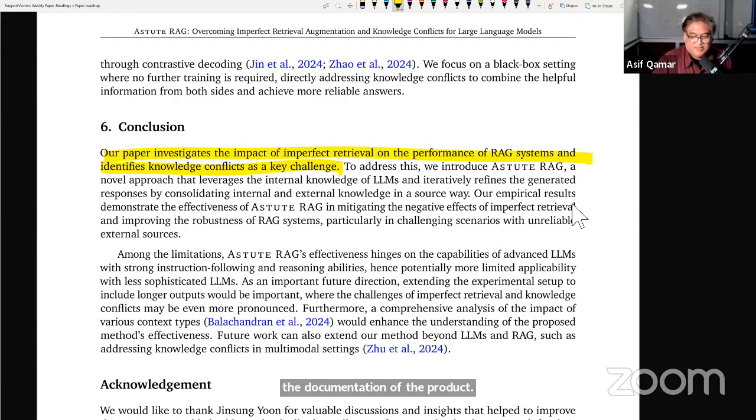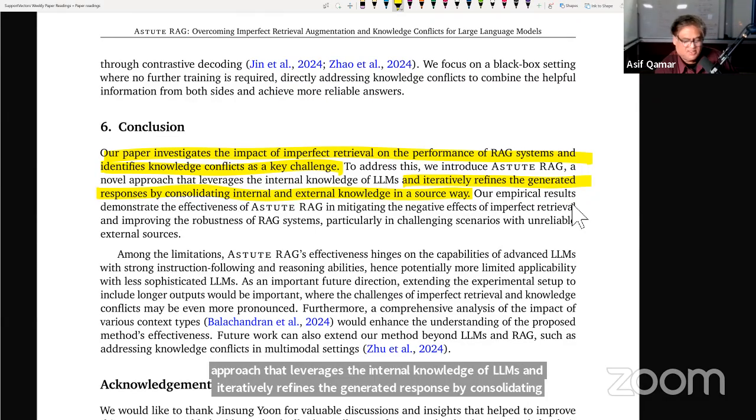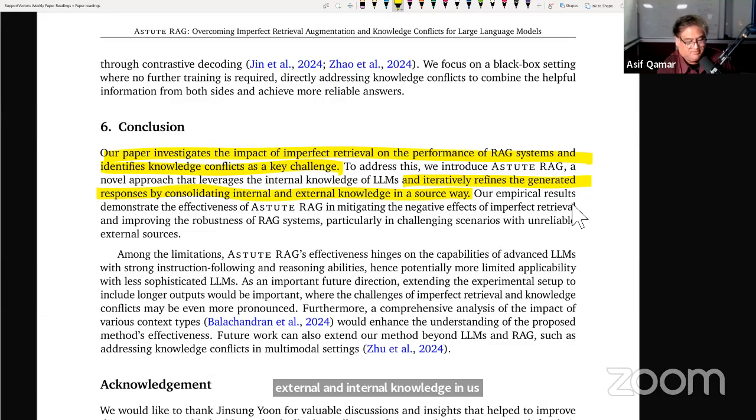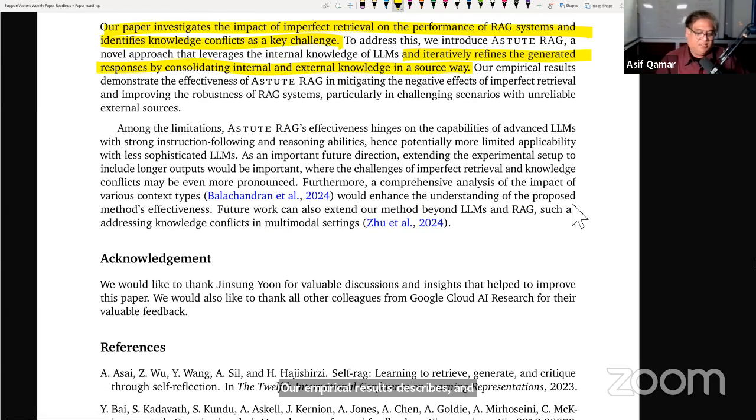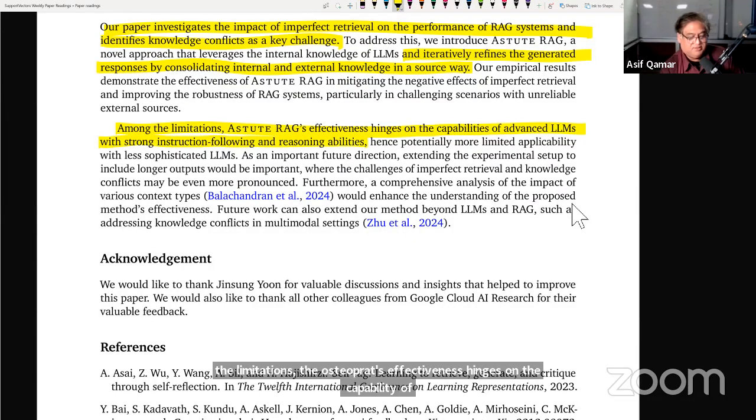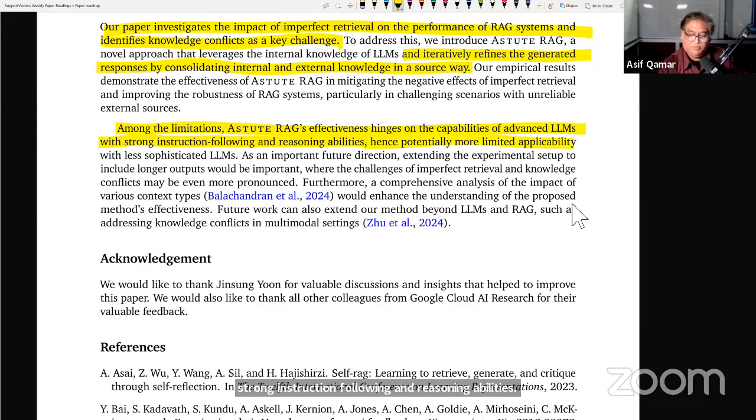To address this, we introduce Astute RAG, a novel approach that leverages the internal knowledge of LLMs and iteratively refines the generated response by consolidating external and internal knowledge in a systematic way. I don't know, in a systematic way, perhaps is what they meant. Our empirical results describe, and now they mention, nice of them to mention, that there's still a problem. Amongst the limitations, Astute RAG's effectiveness hinges on the capability of advanced LLMs with strong instruction following and reasoning abilities. Hence, potentially more limited applicability with less sophisticated LLMs.